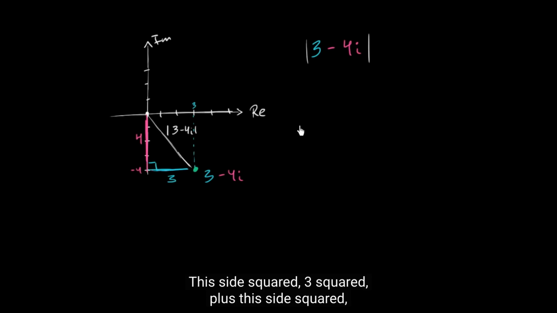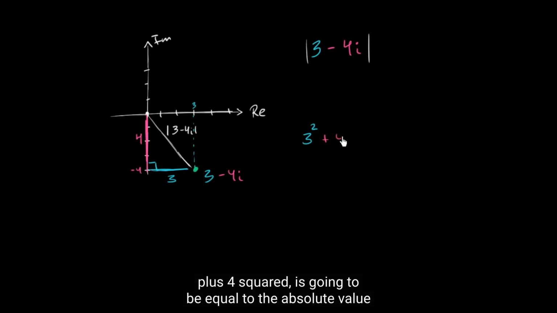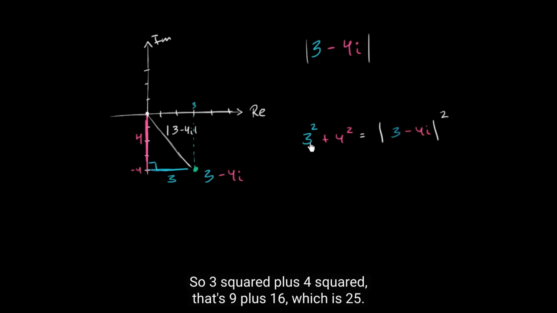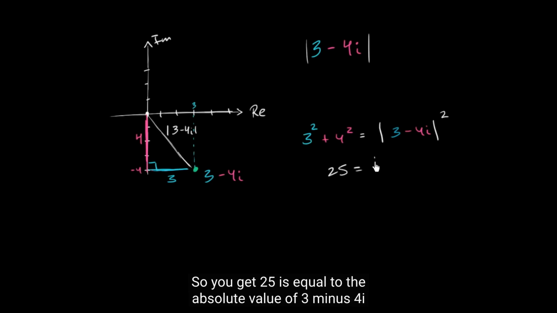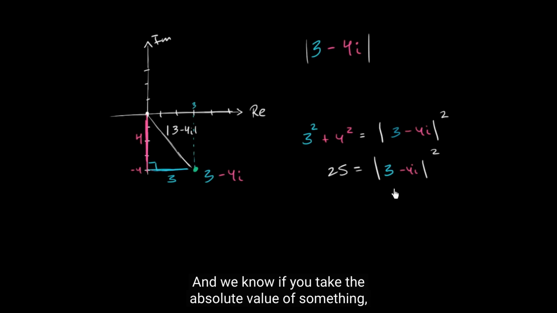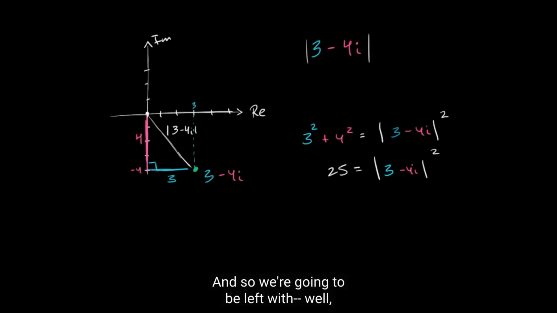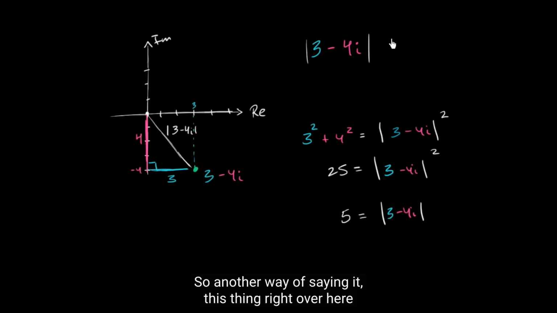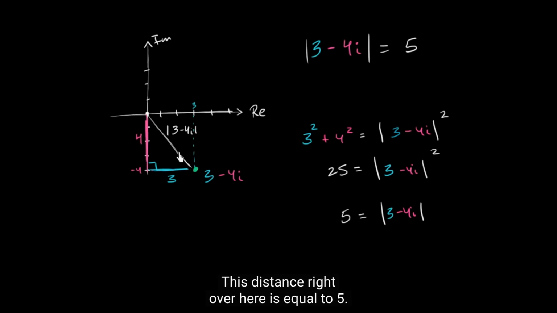So we just use the Pythagorean theorem. This side squared, 3 squared, plus this side squared, 4 squared, is going to be equal to the absolute value of 3 minus 4i squared. So 3 squared plus 4 squared, that's 9 plus 16, which is 25. So you get 25 is equal to the absolute value of 3 minus 4i squared. And we know if you take the absolute value of something, this is just a distance. It's going to be positive. So we want to take the positive square root, the principal square root, of both sides. And so we're left with the principal square root of 25, which is 5, is equal to the absolute value of 3 minus 4i. So this distance right over here is equal to 5.